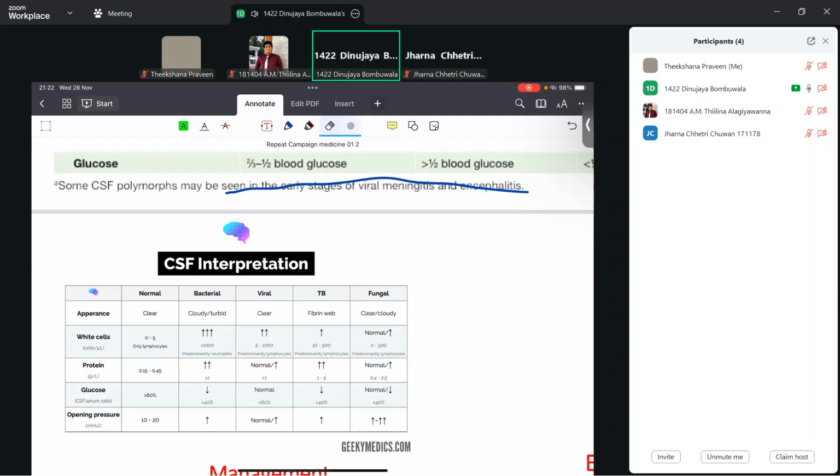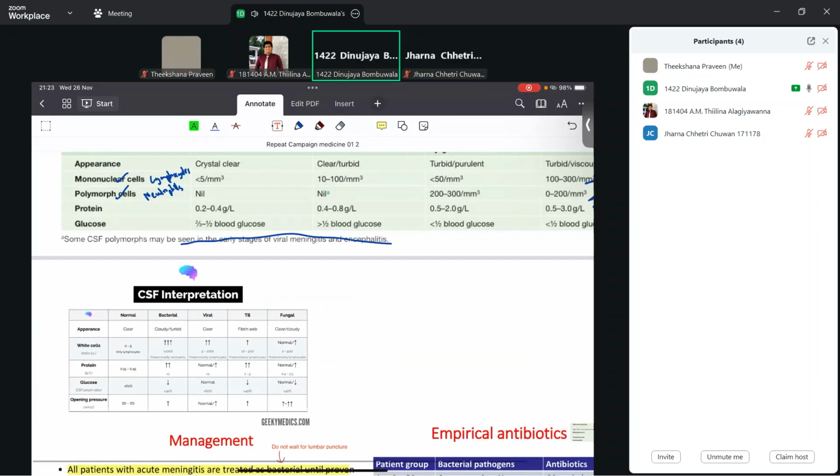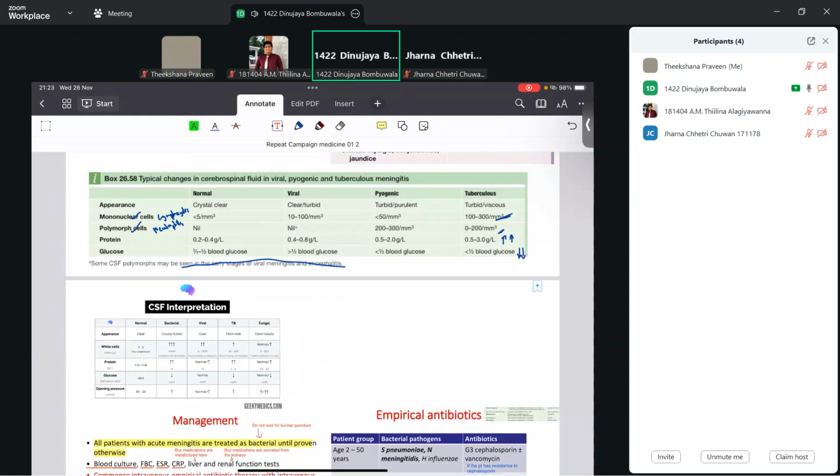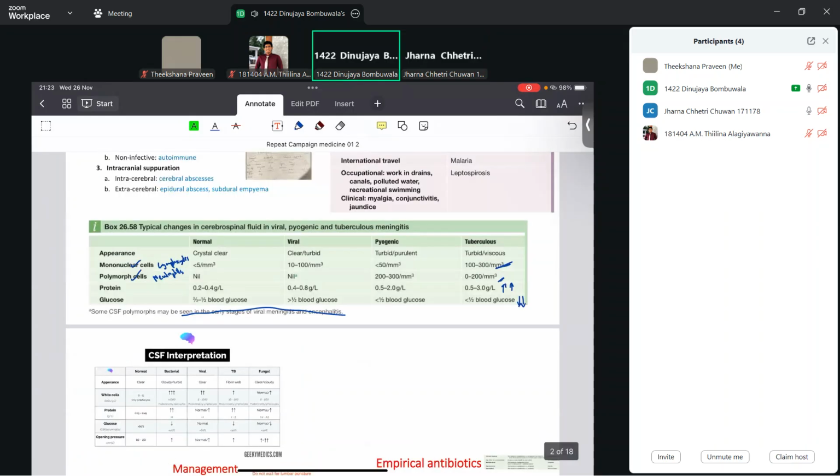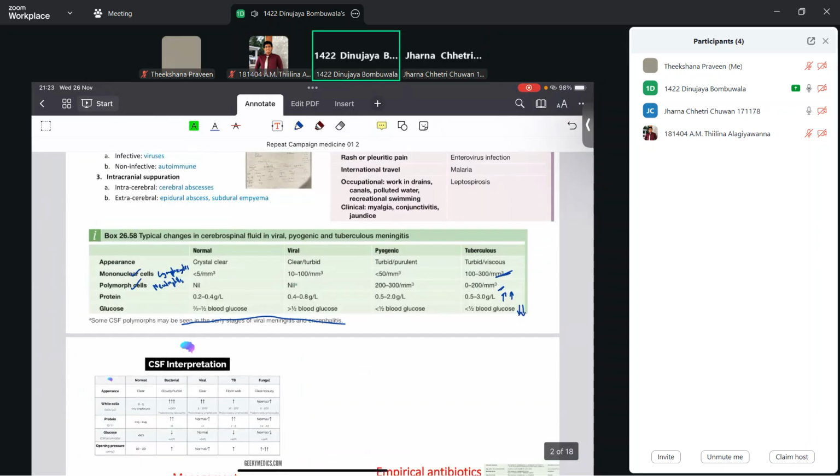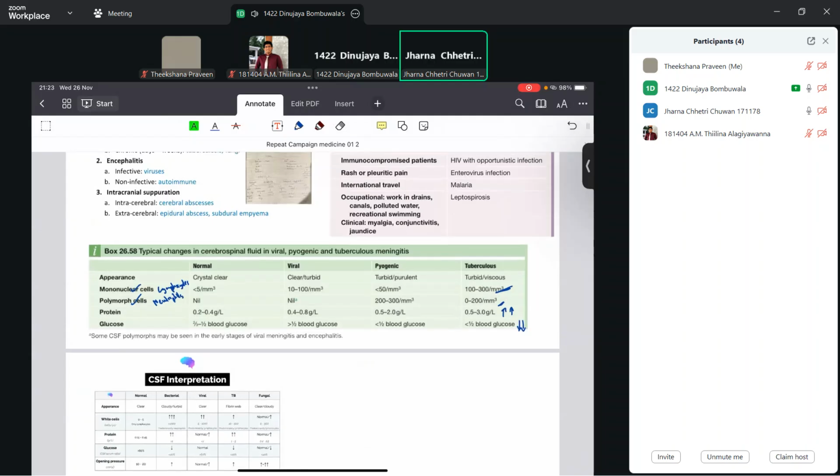So you guys now have that understanding about how the CSF parameters change in each of these infections, right? So if a patient with symptoms suggestive of meningitis comes to you, what are you going to do? How are you going to manage this patient?